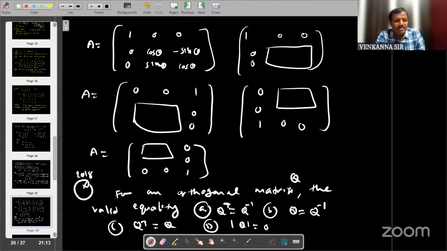Which option is correct? Yes, tell me. All of you please respond. Which option is correct here for this question? Everyone try to respond. Everybody is understanding. What is the condition? If it is an orthogonal matrix, what is the correct answer? For an orthogonal matrix Q, the valid equality is Q transpose equal to Q inverse. Hope all of you understood. Still if anybody is having confusion, please clear.